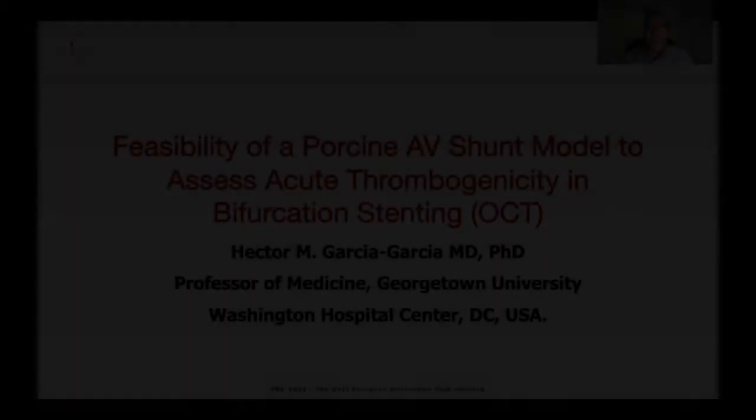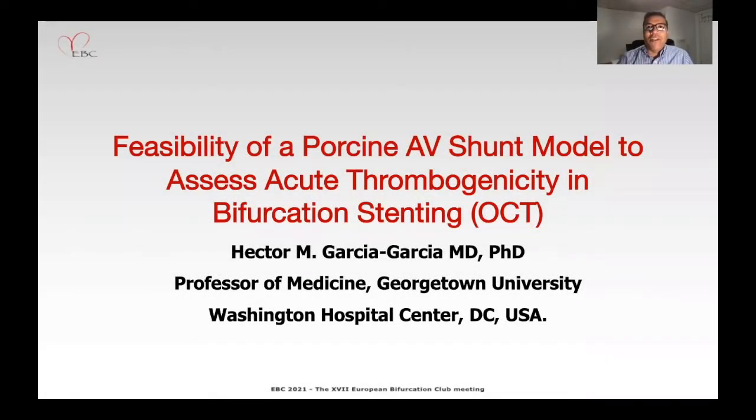My name is Hector Garcia. I am professor of medicine at Georgetown University, and I am also the director of invasive imaging coronary at MedStar Washington Hospital Center. It is my pleasure to present to you the feasibility of a porcine AV shunt model to assess acute thrombogenicity in bifurcation stenting using optical coherence tomography.